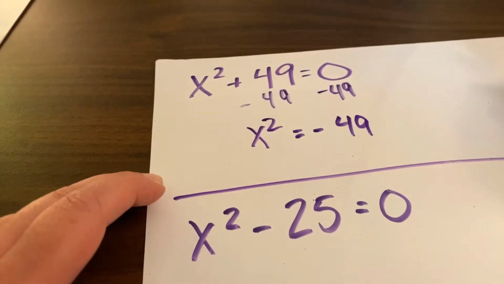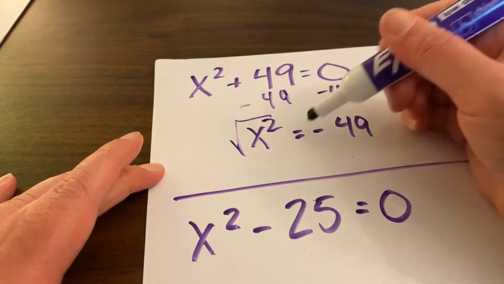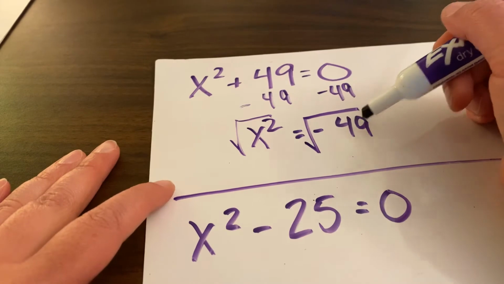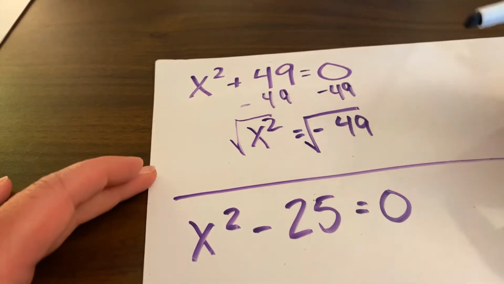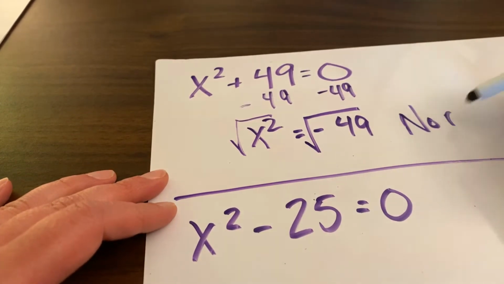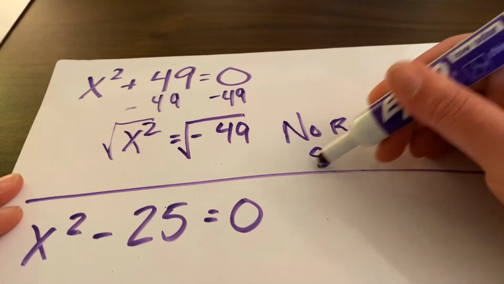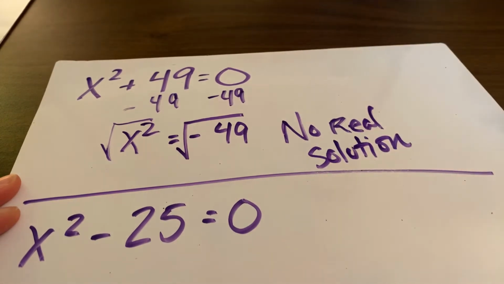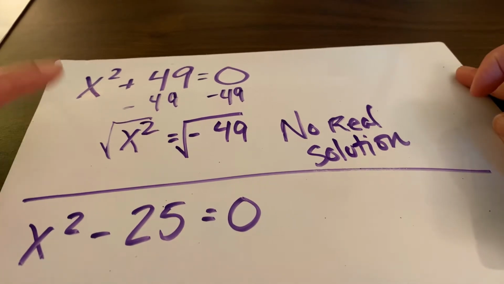Do any of you see the problem? Do you see the problem just yet? No? All right, square root both sides. Oh, there's the problem. We can't take the square root of a negative yet and we can't get a real solution. So this first problem has no real solution. It has an imaginary solution, but we won't be talking about that until Algebra 2. So for now, you just need to know that it's no real solution.